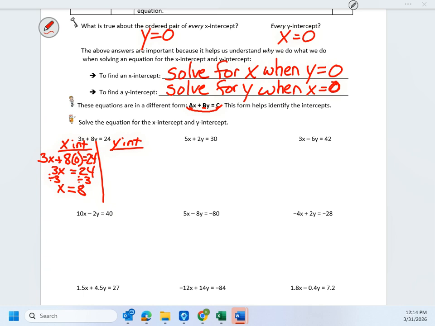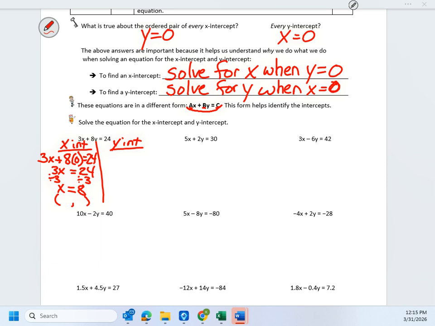So now I need to write the ordered pair for my x-intercept. So my final step is writing that ordered pair. What would my ordered pair be? Henry? 3, 0. Why 3?